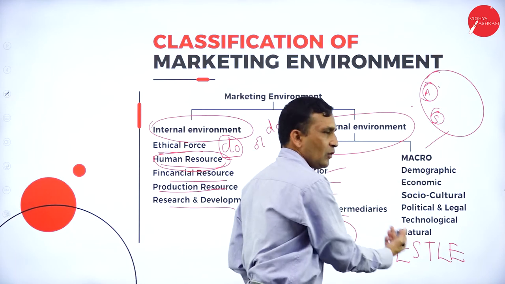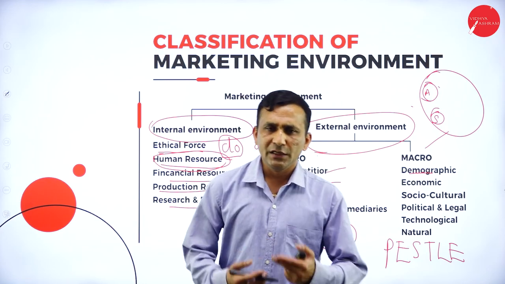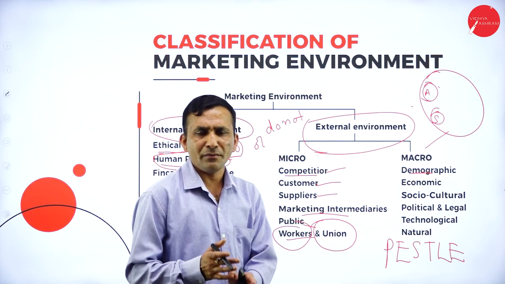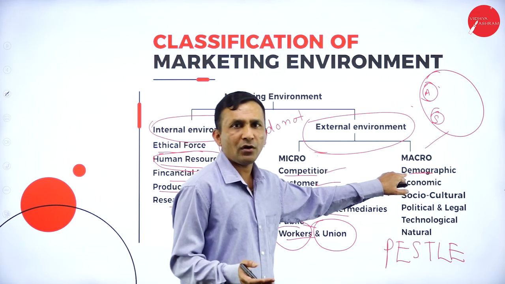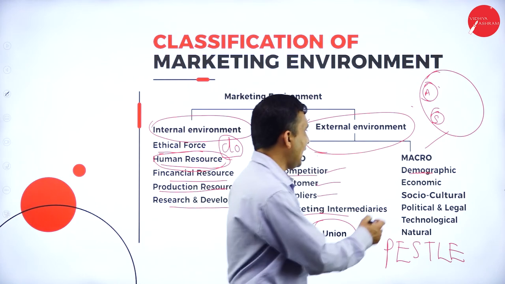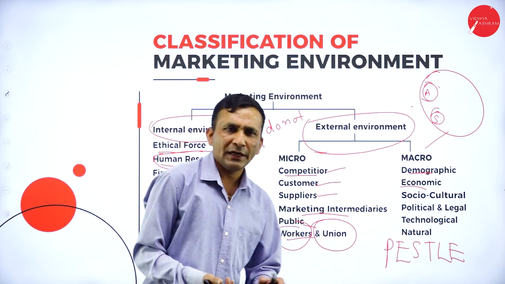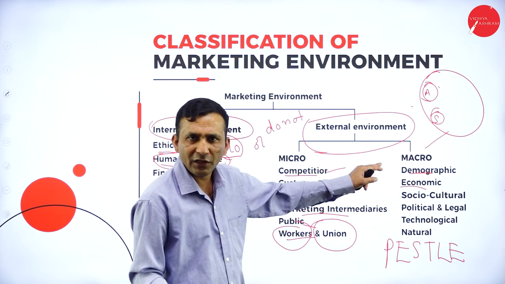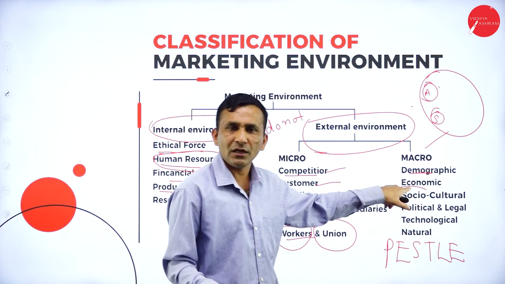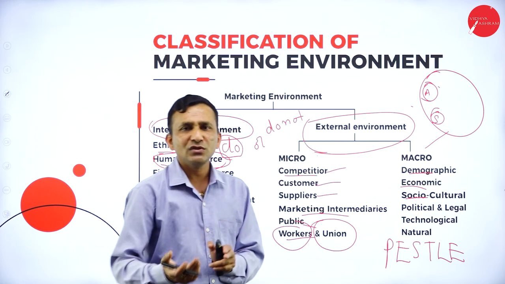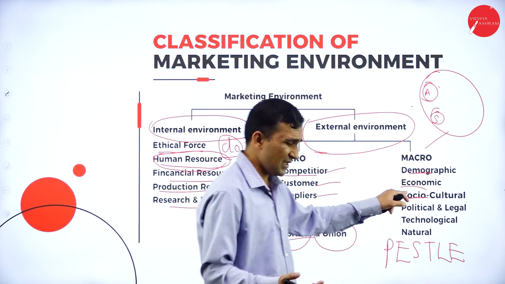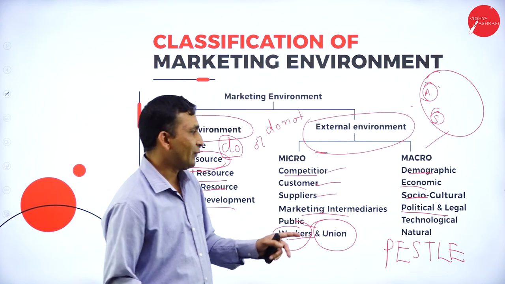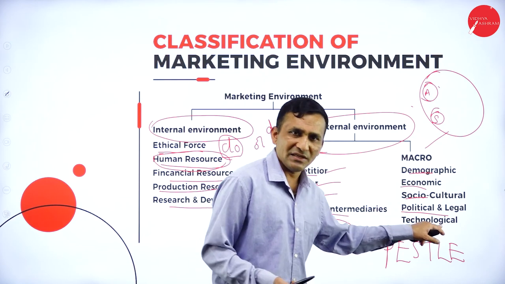So in the macro environment, demography, as I told you, is the study of human population: family size, age, age composition, sex composition, marital status, education level, all connected to demography, and completely outside. Economic factors: as a company, they want to know the economic condition, the law of supply and demand, unemployment, interest rate, all connected to economic problems. And social culture: because culture and social systems change from city to city, we need to be well familiar with these. And the political and legal system: we need to know what rules, regulations and amendments they are bringing for business activity.